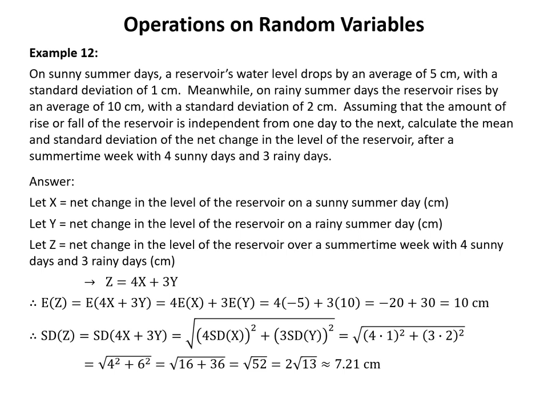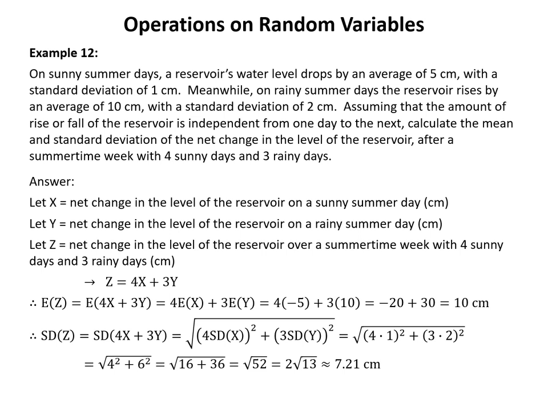So to answer this, we start by defining some random variables. If we let x and y represent respectively the net change in the level of the reservoir on a sunny or rainy summer day, and let z equal the net change in the level of the reservoir over a summertime week with 4 sunny days and 3 rainy days, and x, y, and z are all measured in centimeters. So by definition then, z would equal 4x plus 3y. And so we can calculate as follows.